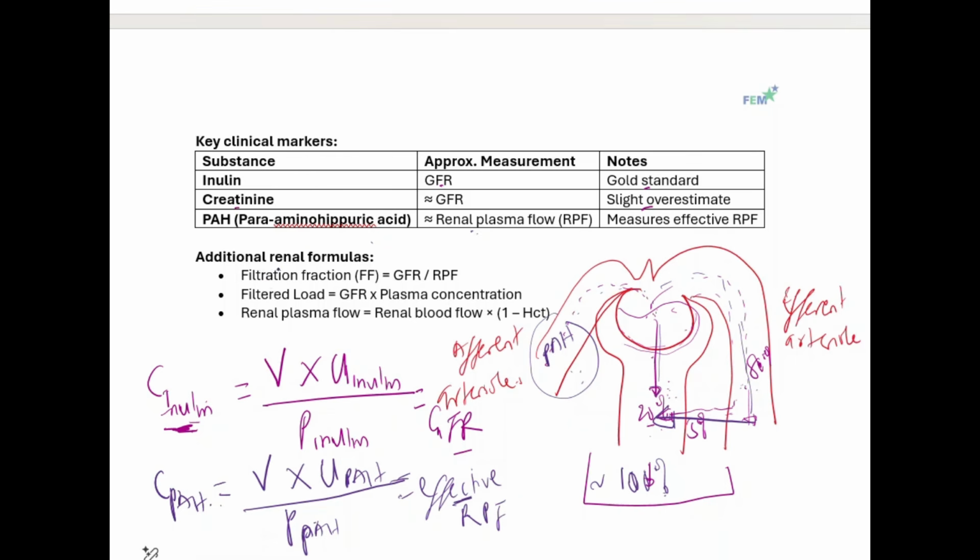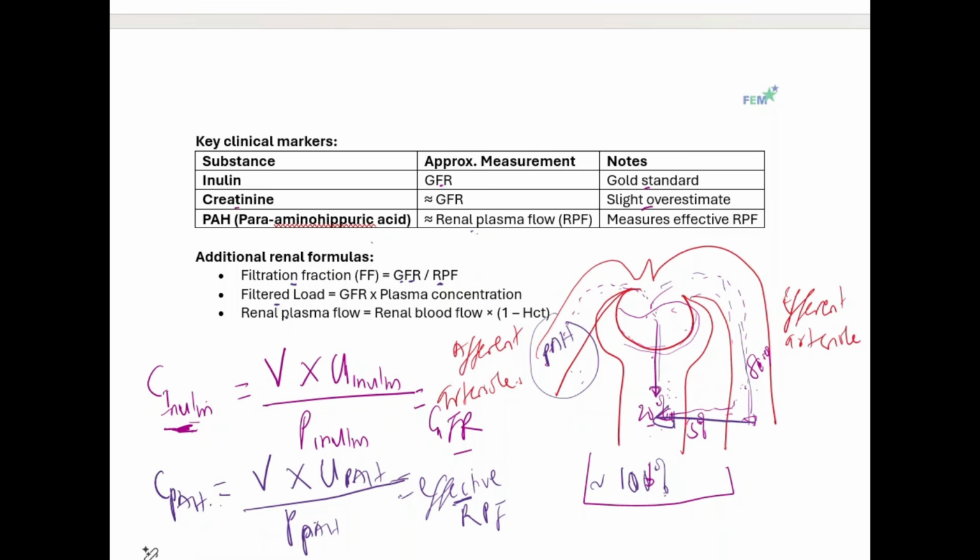Some additional formulas that we should also remember: one, like I mentioned earlier, is filtration fraction. How do we determine filtration fraction? It is the GFR divided by the renal plasma flow. So once you know your GFR and your renal plasma flow, you divide your GFR by the renal plasma flow and multiply that by 100, and that will give you your filtration fraction.